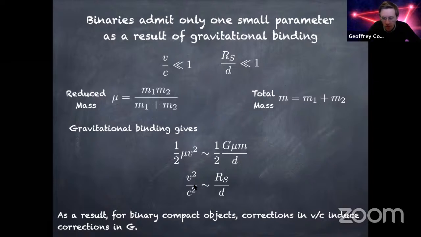So corrections in v over c give corrections in the gravitational effects, so actually in G, if you expand in G. First order is Minkowski, and then you have first order perturbation in G, and here you have Newtonian theory, and then you have v over c corrections.